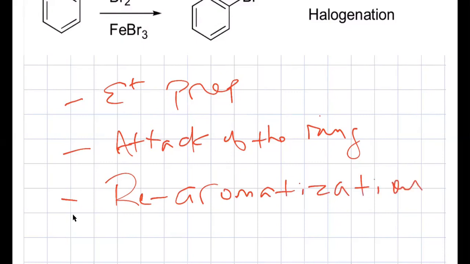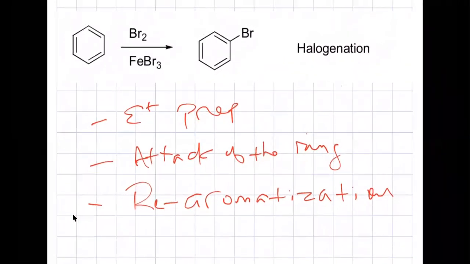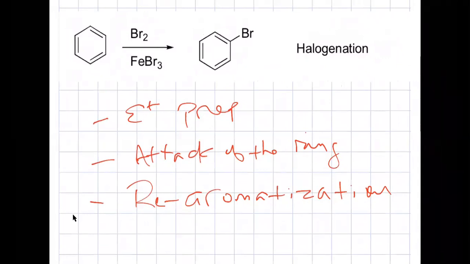So they all go through the same basic mechanism. The electrophile is prepared, and that's the purpose of the catalyst. The ring attacks the electrophile, and then you re-aromatize to get back to the aromatic system, right? So you can see right here, and I'm going to throw in something else too, because we already talked about directing effects. So I'm going to throw another piece into this reaction, right?